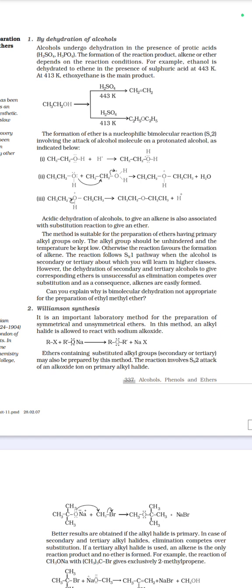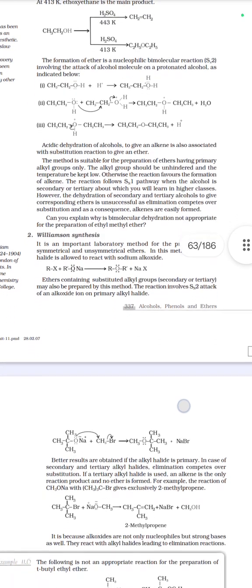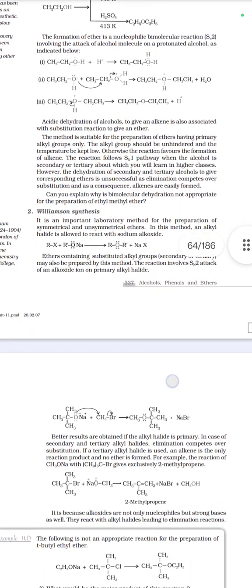The formation of ether is a nucleophilic bimolecular reaction, SN2, involving the attack of an alcohol molecule on a protonated alcohol as indicated below.